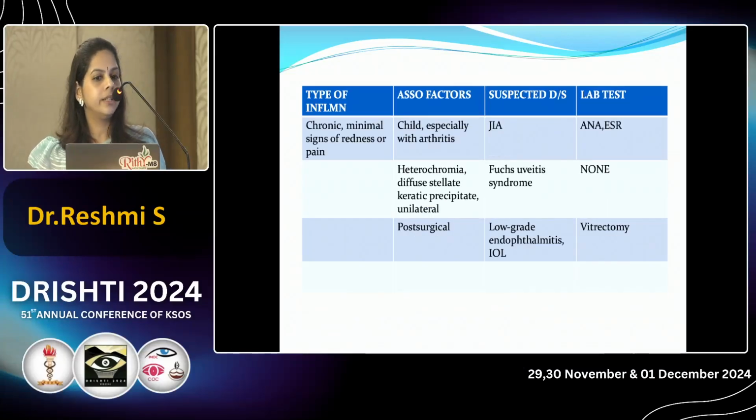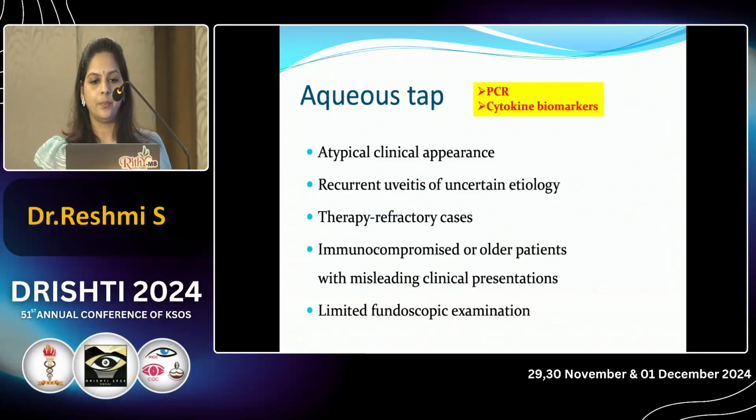If it is a chronic type of inflammation in a child, especially with arthritis, it can be JIA. Check ANA and ESR. If there is heterochromia, diffuse stellate KPs, it can be Fuchs. And if it is post-surgical, it can be low-grade endophthalmitis also.